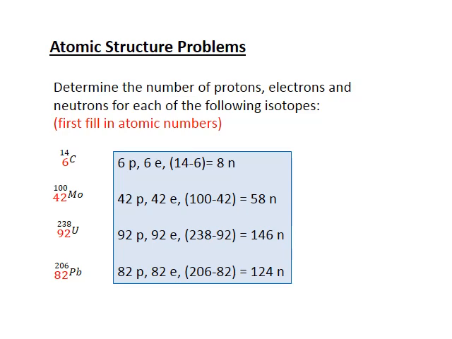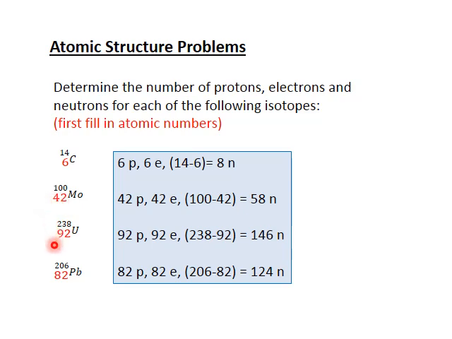And then with just a little simple subtraction, I can get the number of neutrons. So when I do this, I fill in the lower number, 6 for carbon, 42 for molybdenum, 92 for uranium, and 82 for lead. The 6 tells me there are 6 protons, 6 electrons, and then to get the neutrons, I've got to take the atomic mass and subtract the atomic number from that. So 14 minus 6 gives me the 8 neutrons. Similarly, for molybdenum, the atomic number tells me protons and electrons. To get the neutrons, I take my mass number, subtract my protons. That's going to give me 58 neutrons.